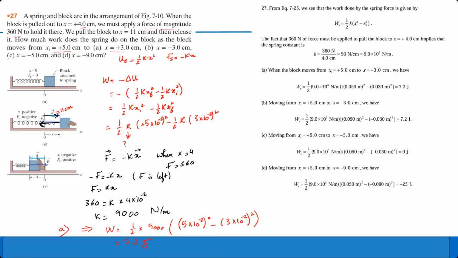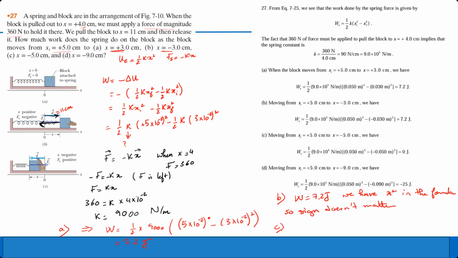Now, I want you to notice something. My formula has x squared, so it really won't matter if x is positive or negative in here. So if x is minus 3, it will be the same as plus 3. W will also be 7.2 joules. We have x squared in the formula, so the sign doesn't matter. Notice how A and B only differ by the sign. Here we are going to x equals plus 3, here to x equals minus 3, but because I have x squared in the formula, it really won't matter to me.